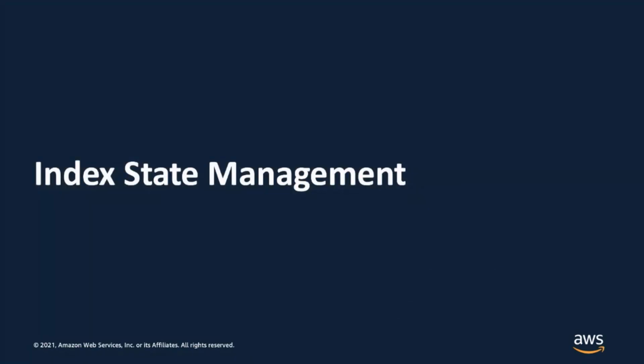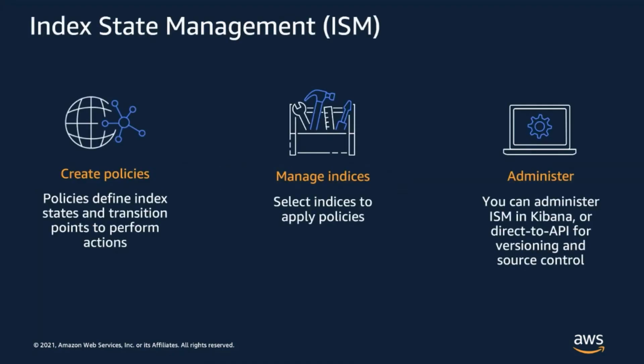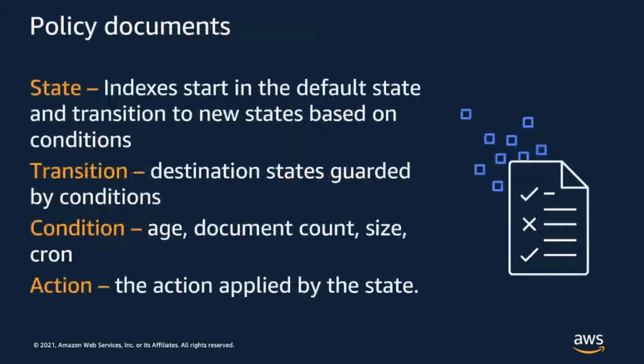As John mentioned, index state management is very important to migrate the data across tiers, either manually or by automating the data management lifecycle by setting up policies to migrate this data. You can use ISM, or index state management, to create policies and manage indices, and it can be administered in Kibana or via APIs. Essentially, with this, you can set up your policies.